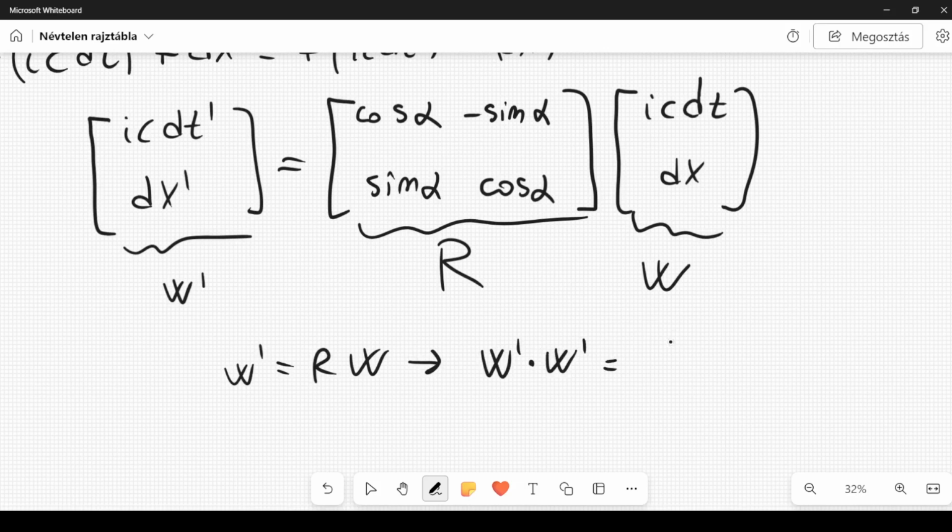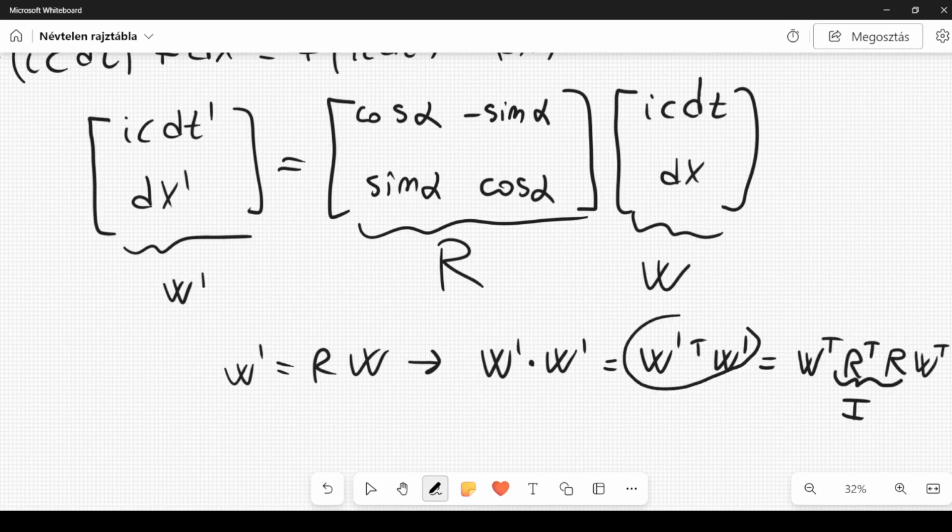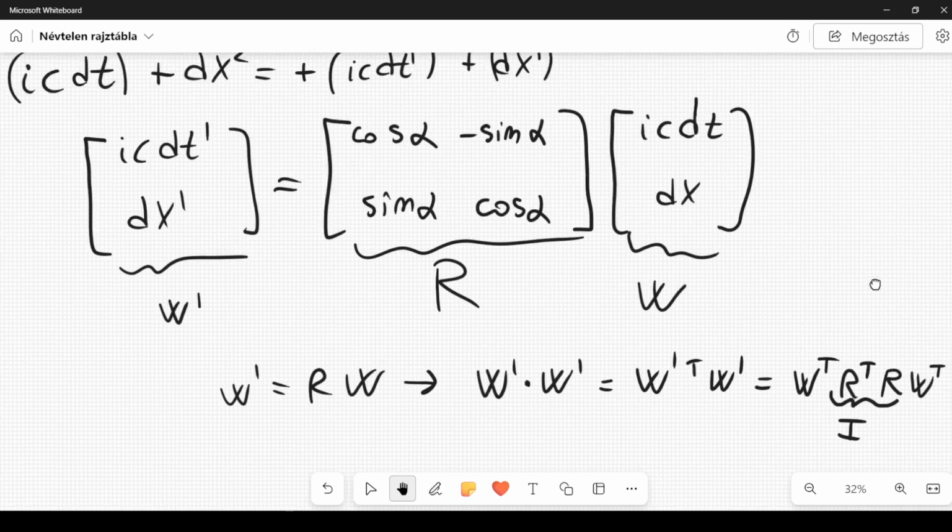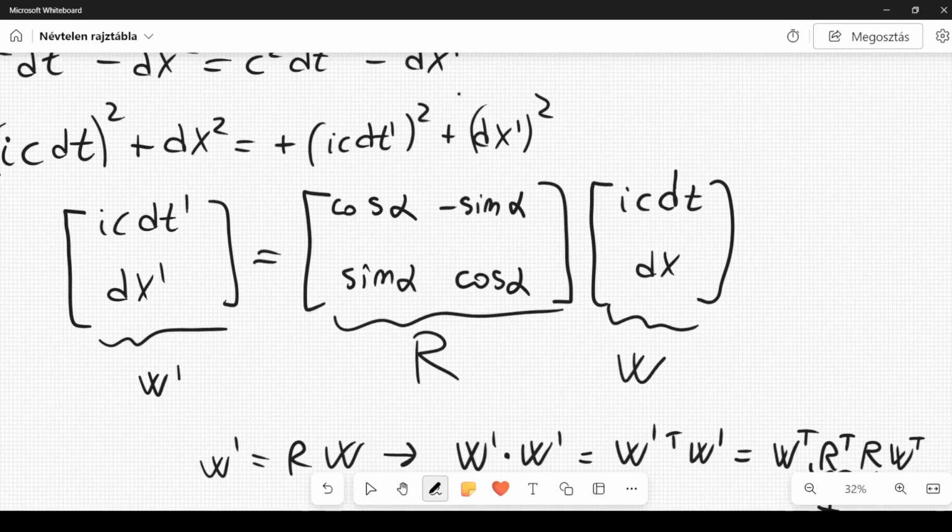this will be equal to W prime transpose W prime, and this would be equal to W transpose R transpose, which is the transpose of this, times R W. And this means that R transpose R is equal to the identity because it's a rotation matrix, and therefore the dot product between W prime and W prime is equal to the dot product between W and W, right?